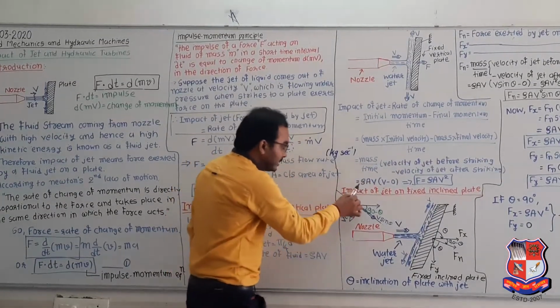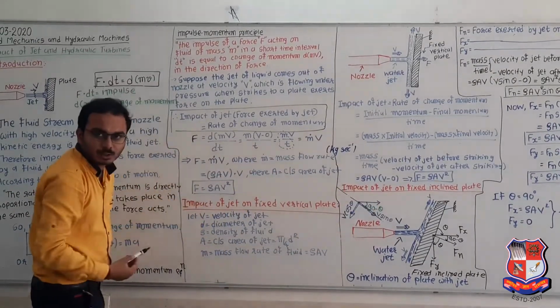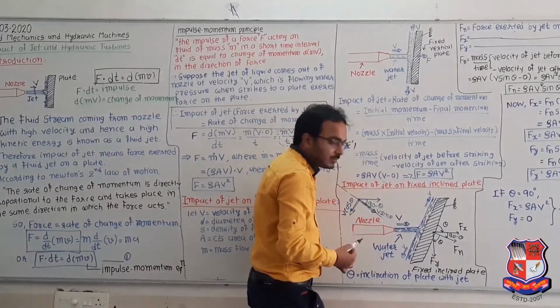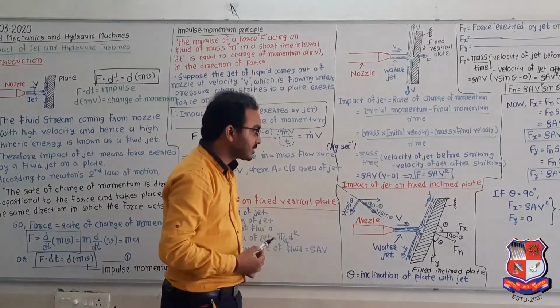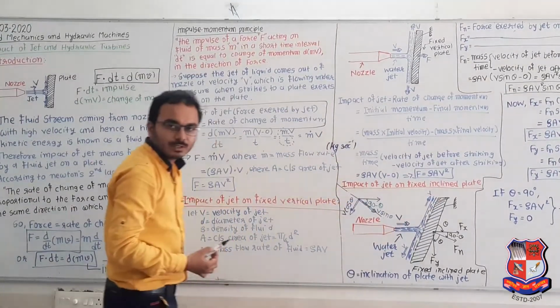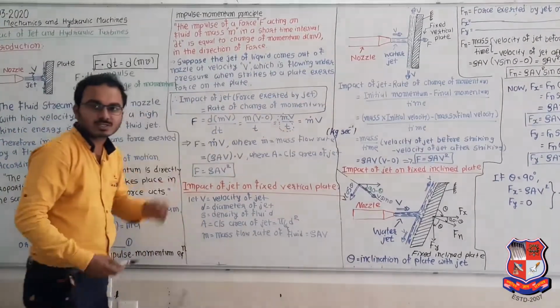So mass upon time is denoted as rho a v as it was shown over here also. And velocity before striking was capital V and velocity after striking is 0, as I have previously mentioned. So the final equation becomes F is equal to rho a v square. And if you see, the same equation is being derived as both the arguments are same.